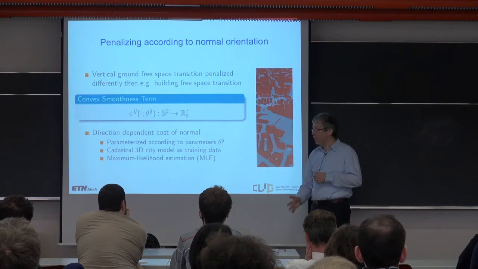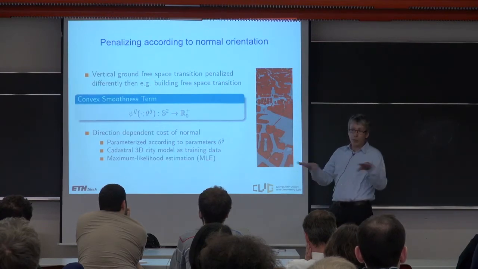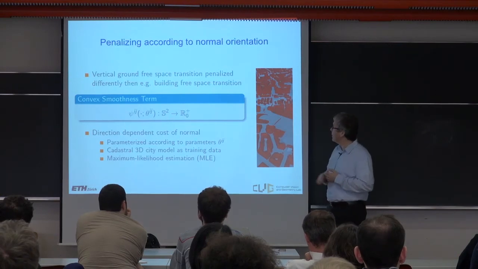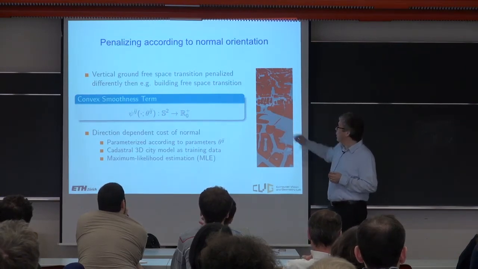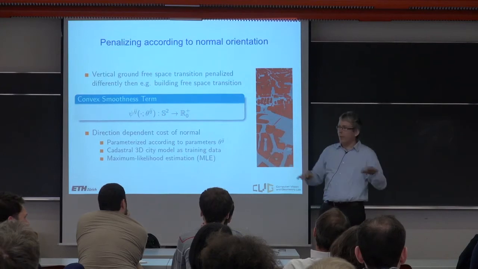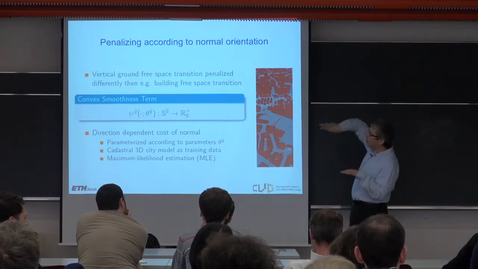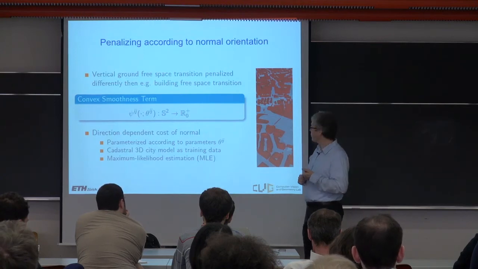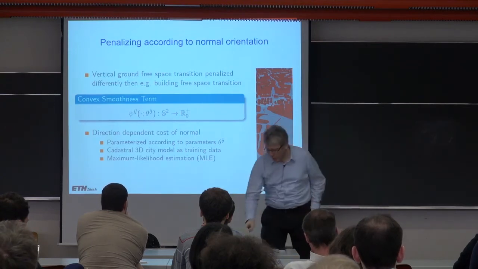It's likely to be like this. For ground, the surface is likely to be horizontal or close to horizontal. It could go up. This is actually a city model from Zurich. That's where we trained some of our data from. So it has some hills. But obviously, you don't see ground upside down, for example. So we can heavily penalize ground going upside down. Okay? So how do we do that?